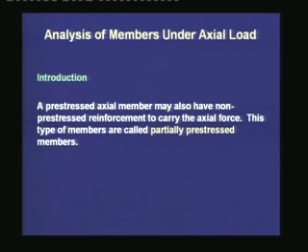A prestressed axial member may also have non-prestressed reinforcement to carry the axial force. This type of member is called a partially prestressed member. We shall also come back to partially prestressed members for flexure. These types of members are somewhere in between reinforced concrete members and fully prestressed members. The partially prestressed members have both prestressing tendons and non-prestressed reinforcement to carry the forces.